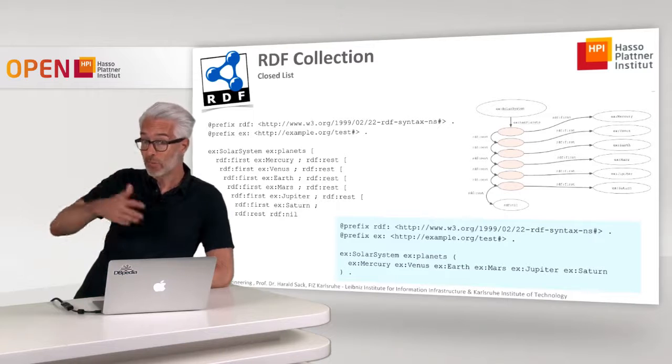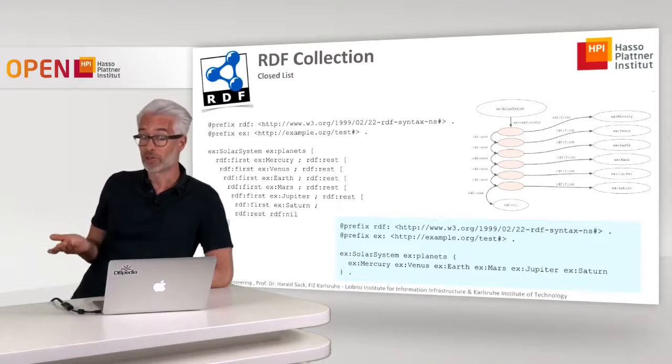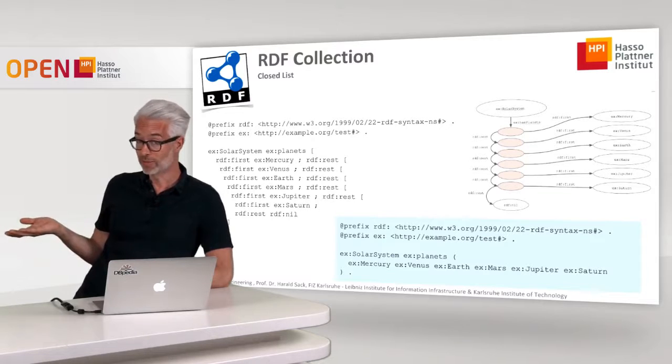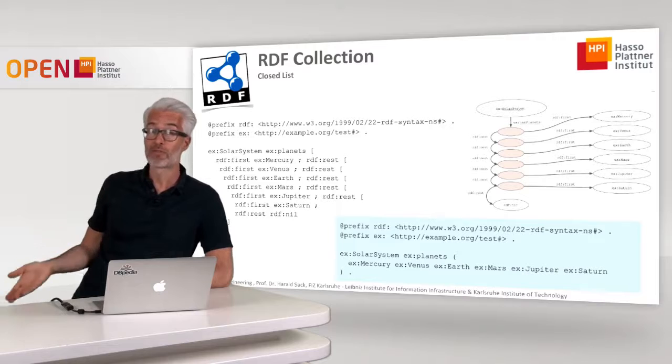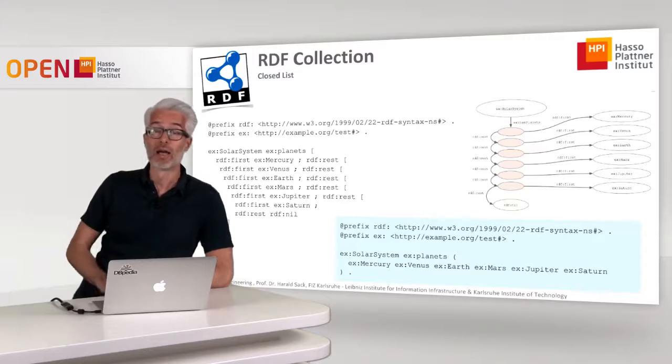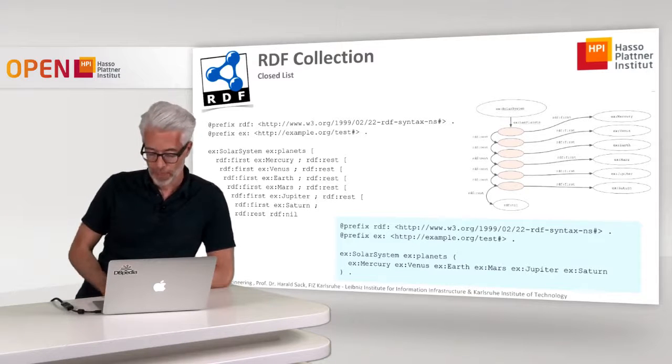So these are the two main data structures or data aggregations that you have in RDF. You have on the one hand the so-called RDF containers, open lists, which are extensible, and you have the closed lists, which are these RDF collections.